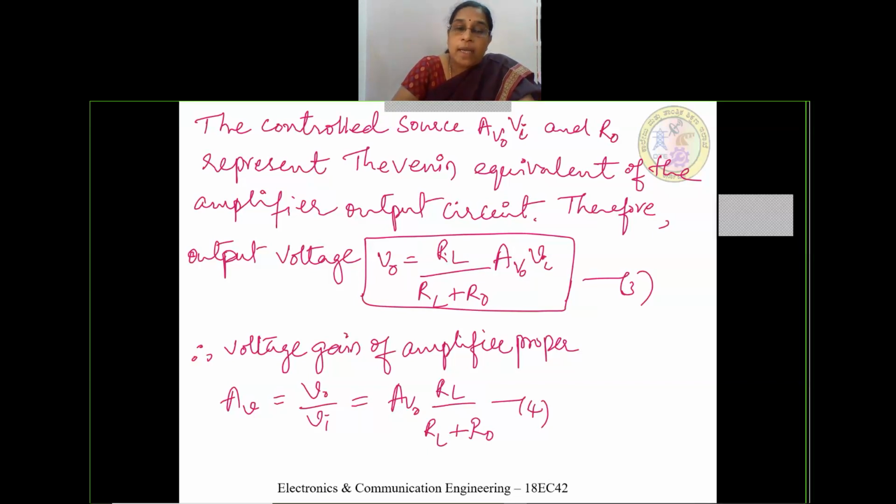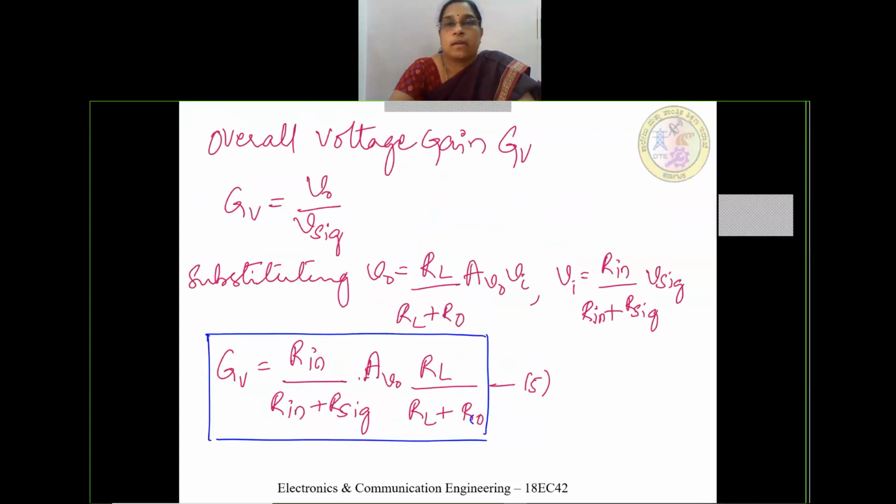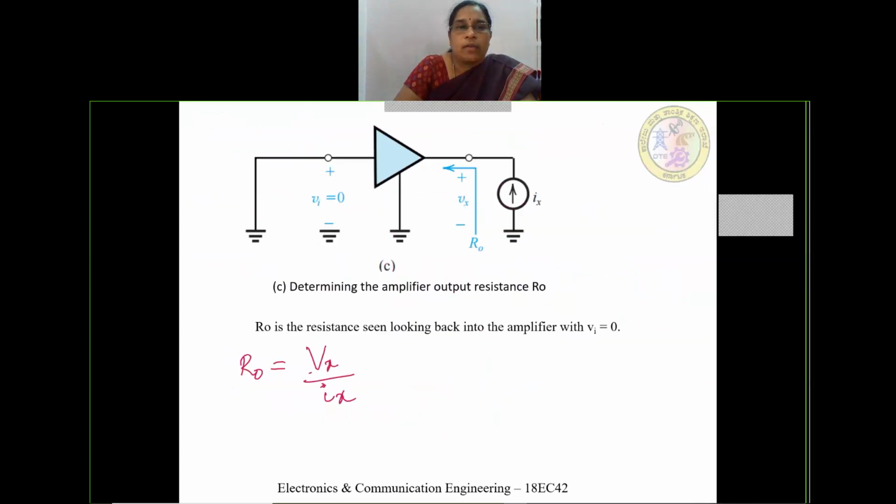But instead of Vi, if you consider the applied signal, V signal itself, in order to compute the voltage gain, then that parameter is called the overall voltage gain. So you can see now the overall voltage gain GV is defined as V naught by V signal. V naught by V signal. So therefore, where is this V signal?